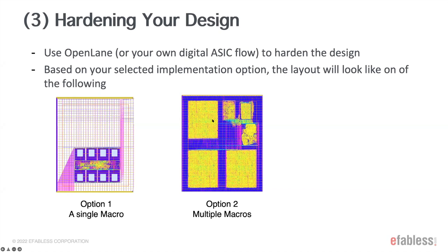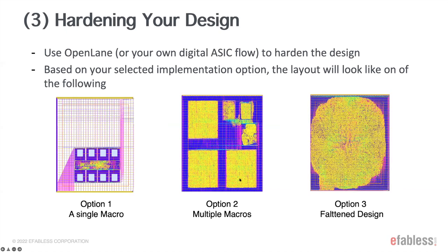Or option two: you have multiple modules, so you end up with multiple macros. As you can see here, we have 1, 2, 3, 4, 5, 6 macros inside the user wrapper, and each one of them is its own Verilog module. Or you just flatten everything, and what you have inside the user wrapper is just cells, which will be placed and routed using OpenLane or any other flow. So these are the different physical layouts that you would get based on the option that you selected when you did the integration.